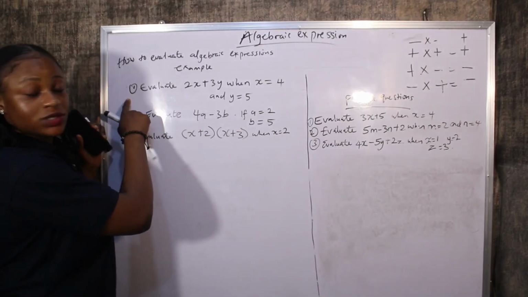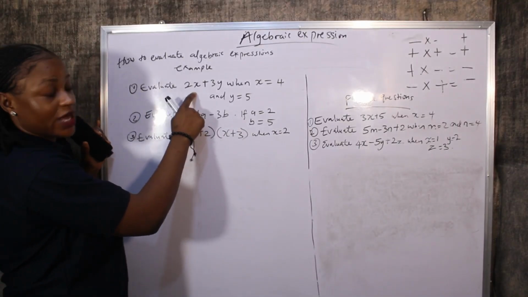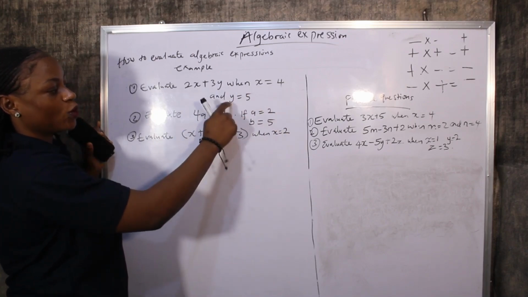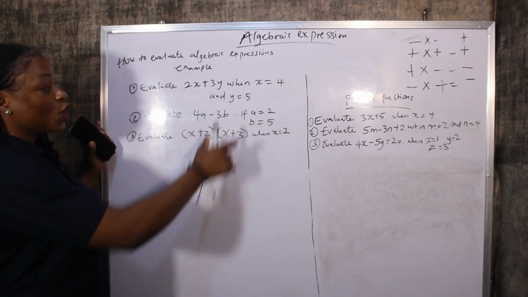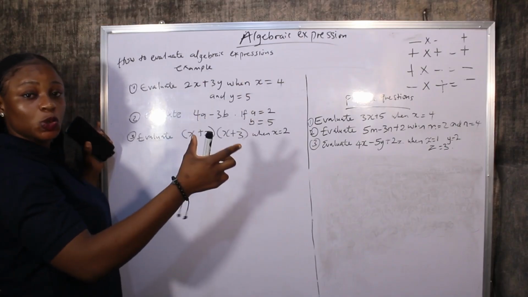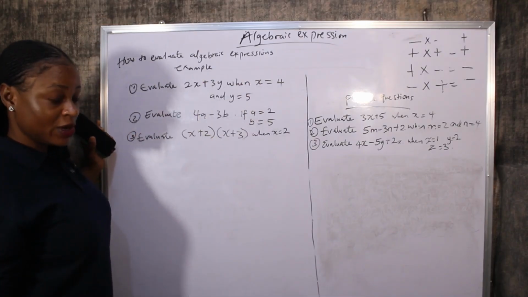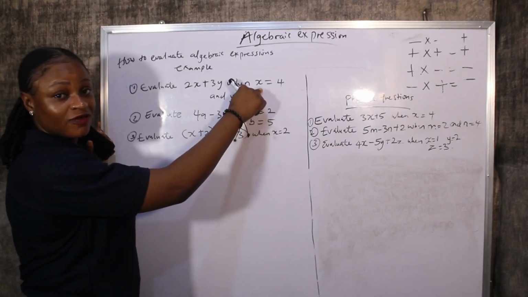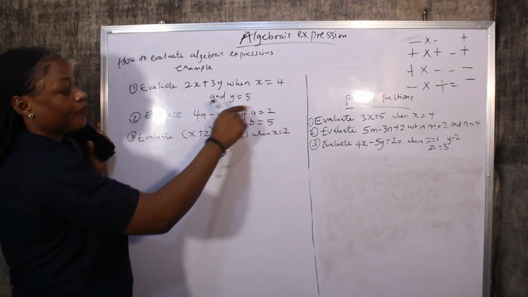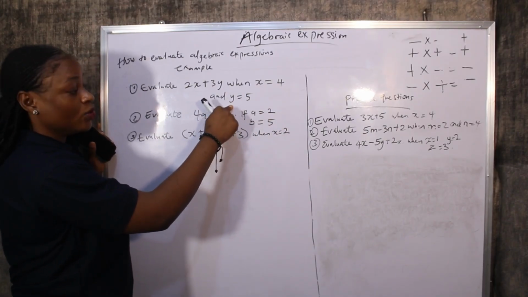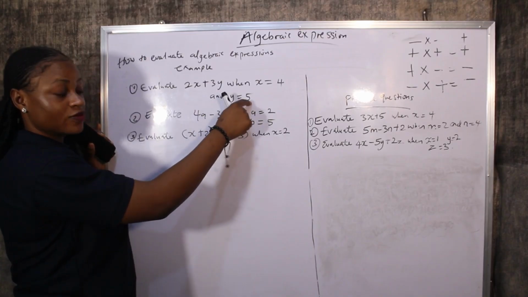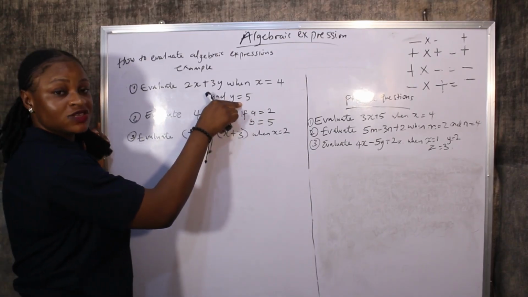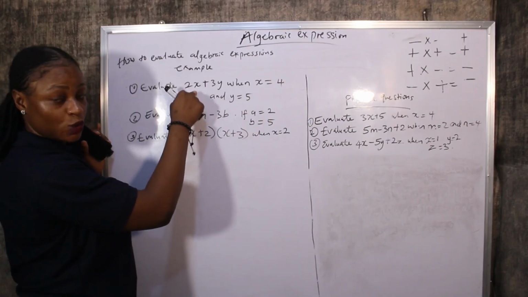Now, number 1, evaluate 2x plus 3y when x is equal to 4 and y is equal to 5. You can see here that they have given you the value of the variable. X is a variable and told you that the value of x is what? 4. Y is also a variable. The value of y is what? 5. So now all you need to do is to substitute these values into the equation.